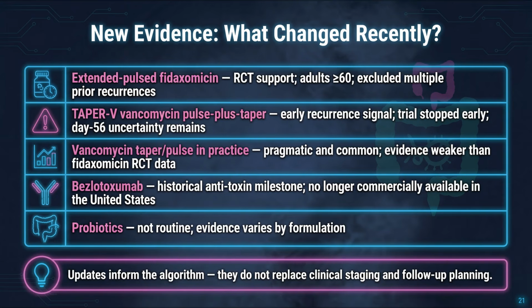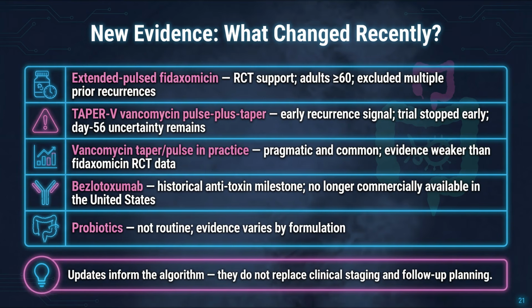This is the update slide. Extended pulsed fidaxomicin has randomized trial support in adults at least 60 years old, but those data should not be overextended to multiply recurrent patients because multiple prior recurrences were excluded. TAPER-V is important because it directly examined a vancomycin pulse plus taper strategy in adults experiencing either an initial episode or a first recurrence of C. difficile. It showed a strong early day 38 signal, including a high posterior probability of benefit, but the study stopped early and the day 56 primary endpoint remained uncertain.